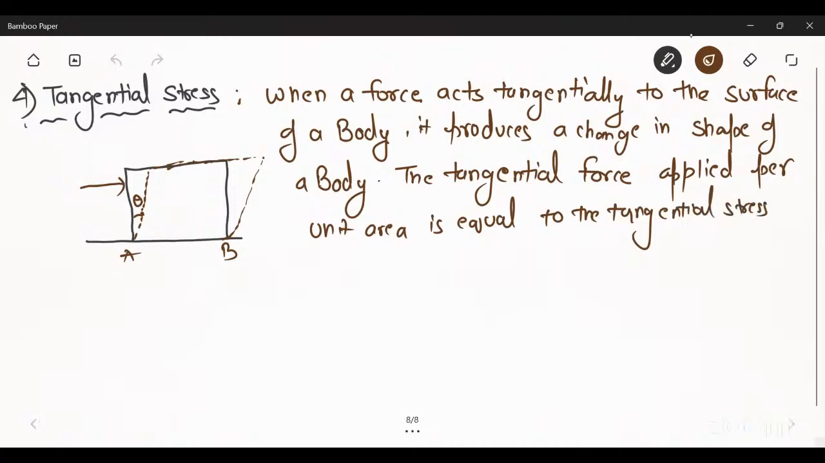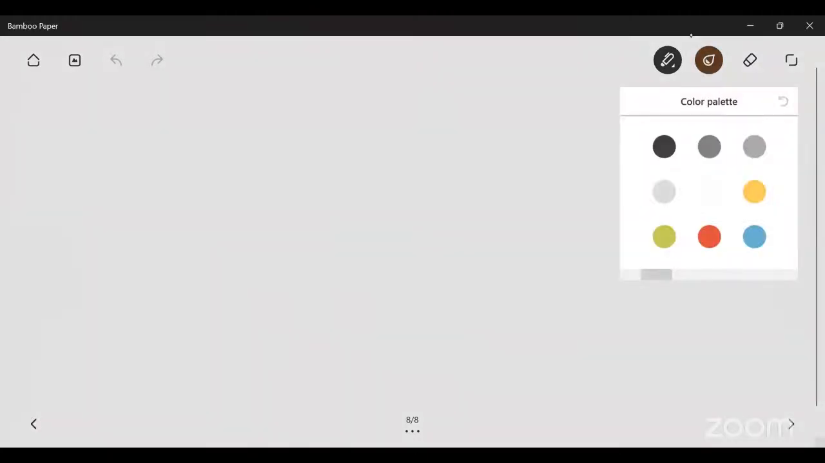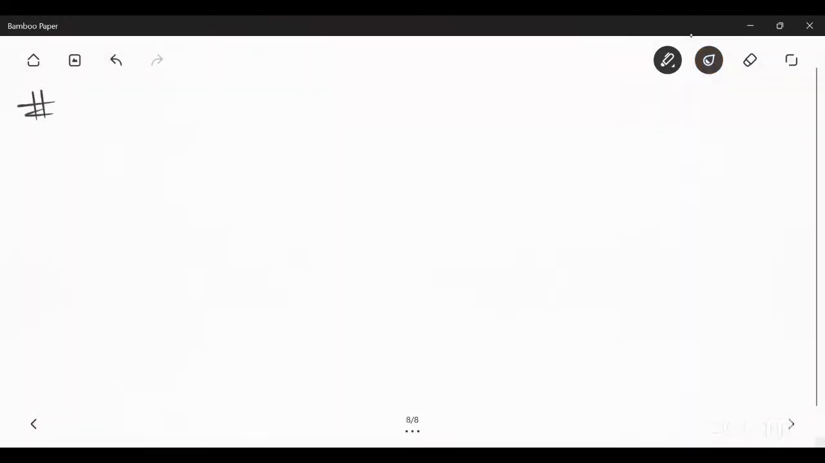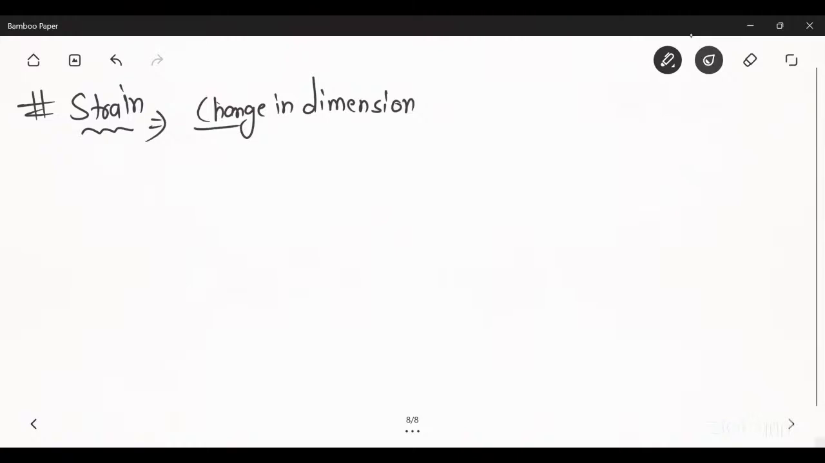Now next is strain. Next topic is strain. So what is a strain? Strain is change in dimension upon original dimension. Change in dimension upon original dimension is known as strain.